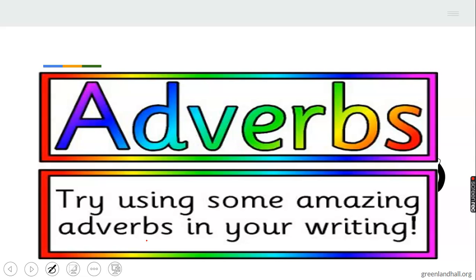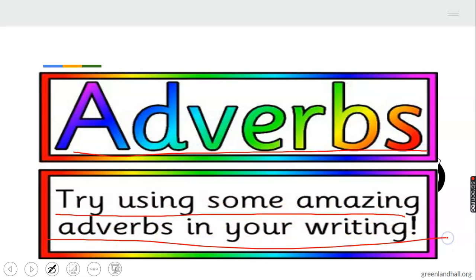Like I said before, adverbs. Try using some amazing adverbs in your writing. So henceforth, when you're writing your letter, your story, whatever, try to put adverbs in the story. It makes your story very, very interesting and amazing.